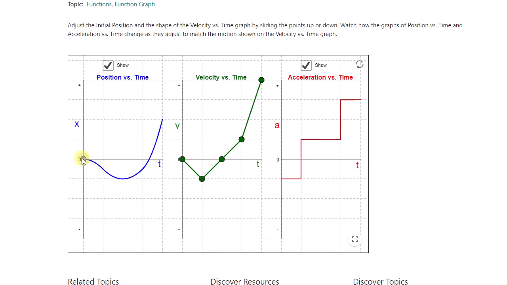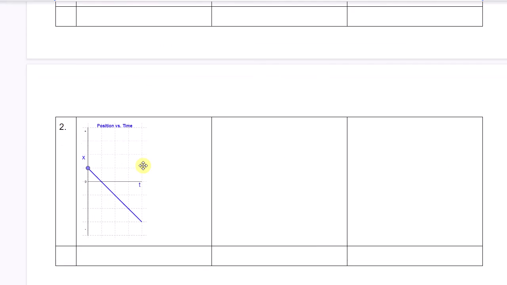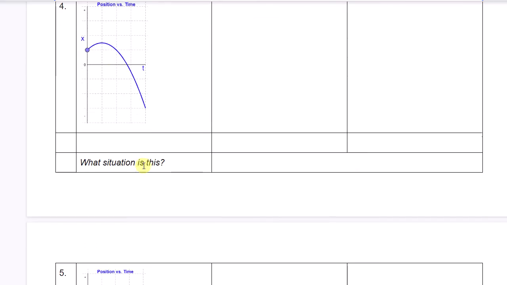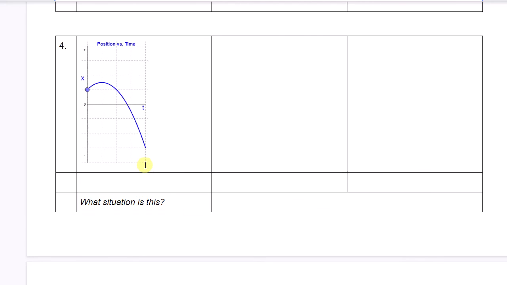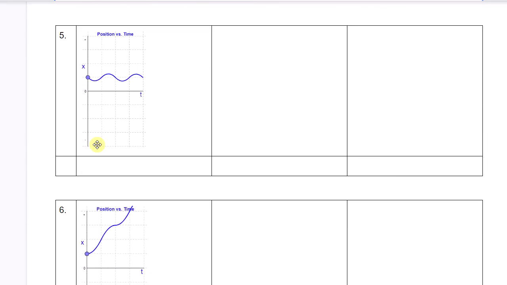So your task is to play with this and try and create a number of these graphs. The last one is a situation you should be familiar with from science. You start off with a particle, it moves up, goes to the highest point, and then continues on falling downwards, downwards, downwards. You might know what that is. These two graphs are actually very closely linked. Their velocity graphs follow the same profile, but their position is slightly different.